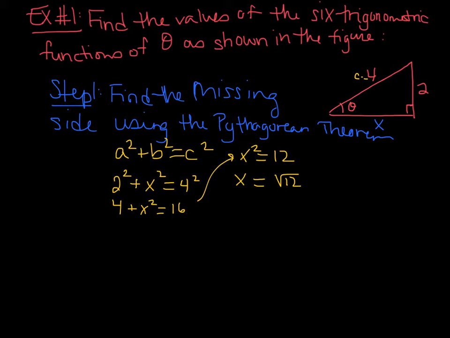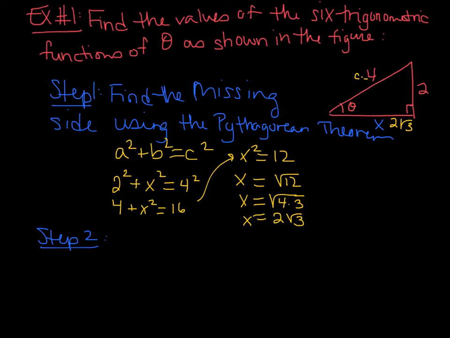The final thing I'm going to do is rewrite the square root of 12. If you remember, that's the square root of 4 times the square root of 3. The square root of 4 is 2, so my new side is 2 radical 3. So I'm going to write that in right there. From there, now that I have all sides, I can actually find all of my trig functions of theta. So I'm going to use that as step 2.